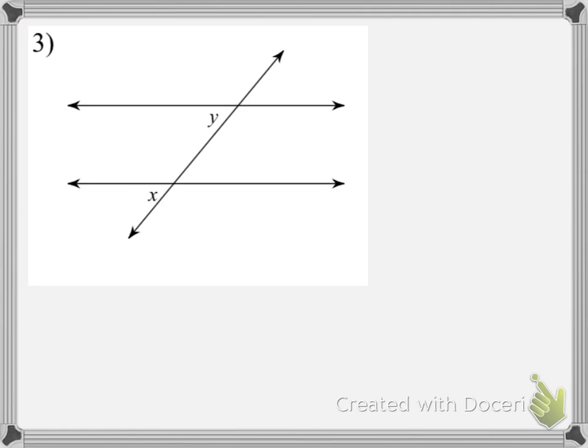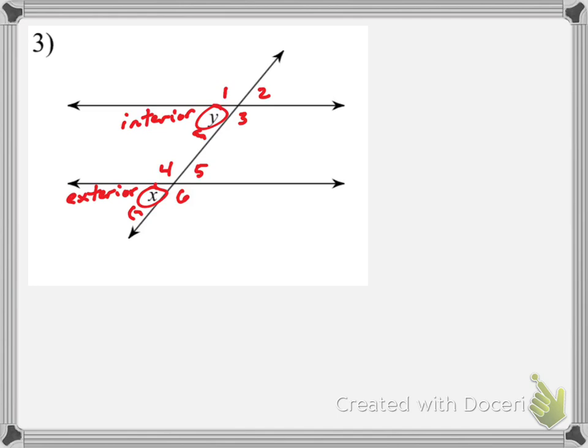Okay, now, here's X and Y here. Now, this is a little bit different because Y is interior, X is exterior. So we can't say they're both interior or they're both exterior. It's one of each. And they're on the same side of the transversal. So now what? Well, take a look. I'm just going to add these numbers in here. 1, 2, 3, 4, 5, 6.